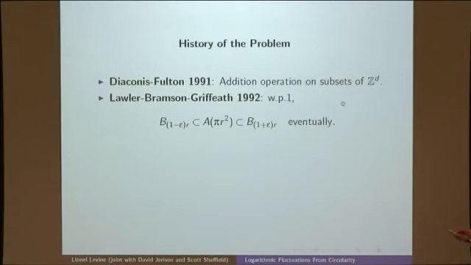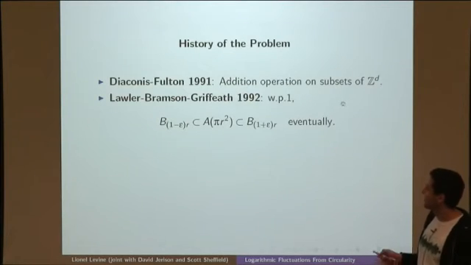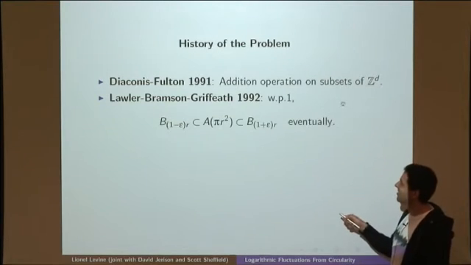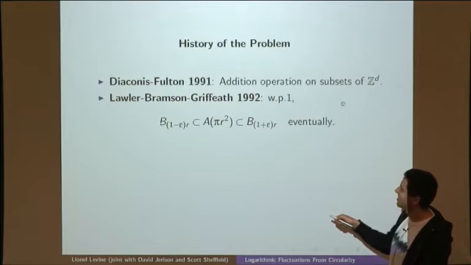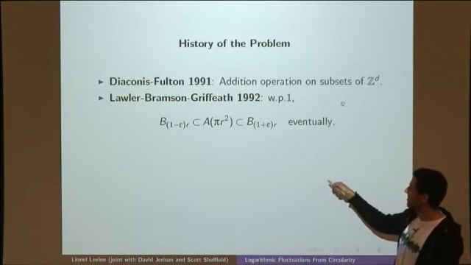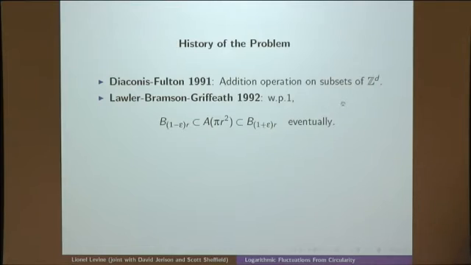And so motivated by this idea of Diaconis and Fulton, Lawler, Bramson, and Griffeath the next year proved this limiting shape, that in fact it is a disk in Z^2 and a ball in higher dimensions. So, right, this is saying if the number of particles I start with is, say, the closest integer to pi r squared, so I would expect it to fill up a disk of radius r, then with probability 1 for all sufficiently large r, this random set contains a disk of radius (1 minus epsilon) times r and is contained in a disk of radius (1 plus epsilon) times r.